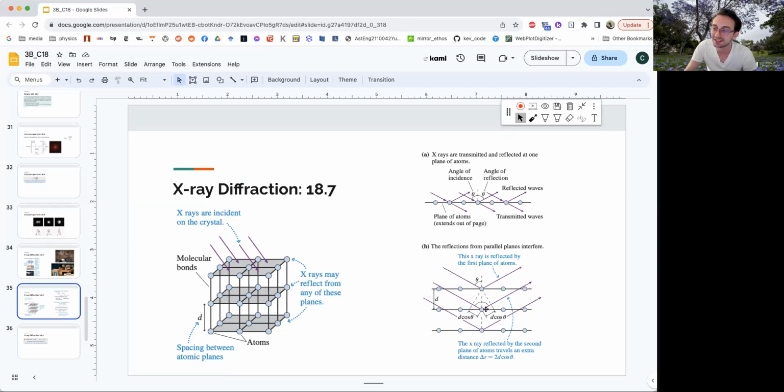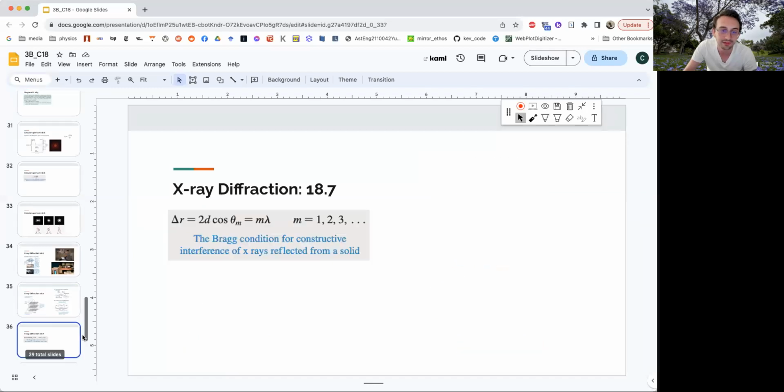But in any case, the difference in the distance that one ray travels versus another will be basically this 2d and then either sine or cosine theta, depending on how you define the angle. And you can see the reason that's happening is, so this is one ray here, and then this is the other ray, and you can see it travels this distance, which matches the other one, but it also travels this extra little bit. So there's a d cos theta here, and there's a d cos theta here. So the overall difference in travel path is 2d cosine theta.